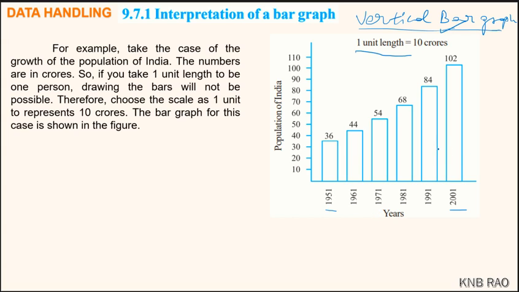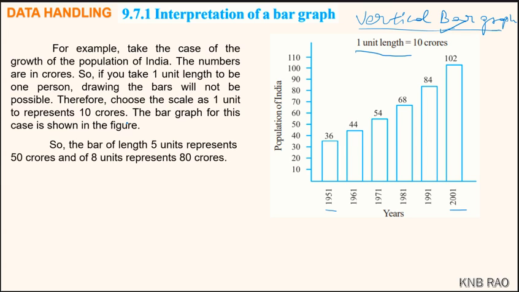So, this is called a vertical bar graph, where bars are parallel to the vertical axis and unit length here is considered as 10 crores. The bar graph here will be helpful to interpret so many things. Here, if the length of the bar is 5 units, it shows the population as 50 crores. If the length is 8 units, then it represents 80 crores.